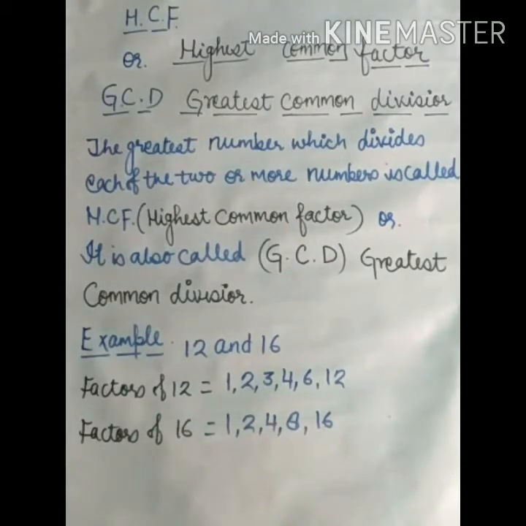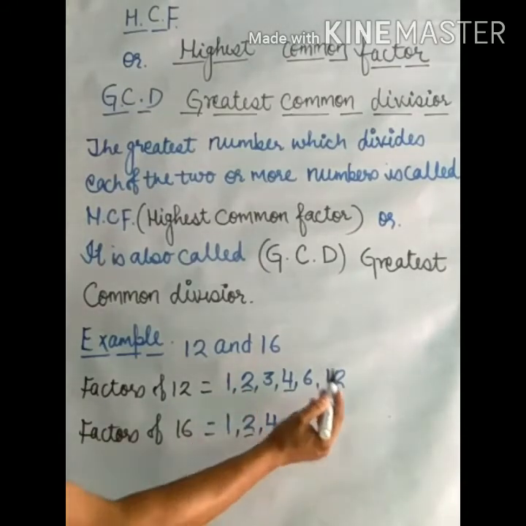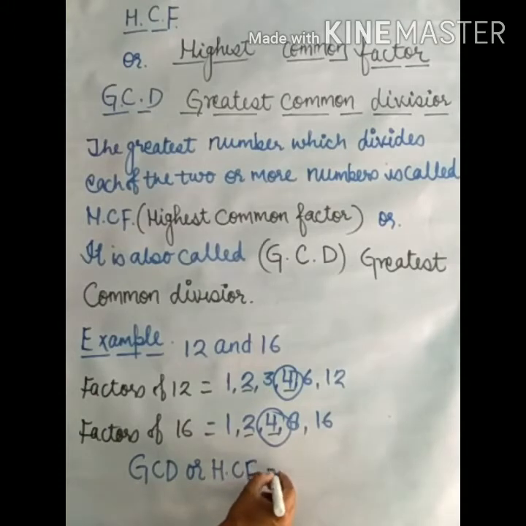Now we will see the common factors first. Common are 2, 2. Next is 4, 4. After that there is nothing common. So the common factors are 2 and 4. Which one is the greatest? The greatest one is 4. So your GCD or HCF is equal to 4. Next we will have a few more examples, and later we will do other methods of HCF.